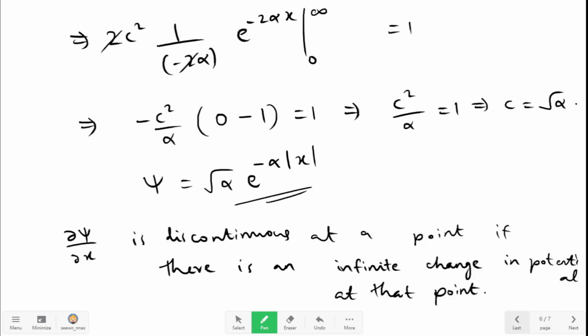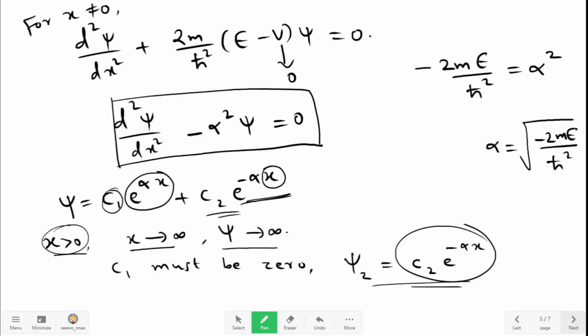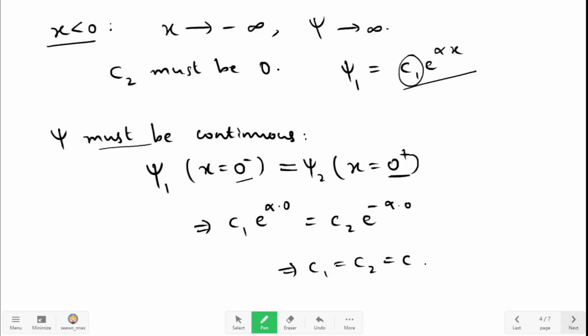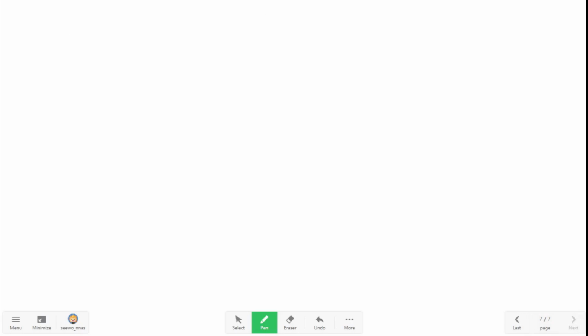Now in this problem you can see that there is an infinite change in potential at x equal to 0. At x equal to 0 there is an infinite change in potential. It is suddenly going to minus infinity, and therefore del psi by del x will be discontinuous at x equal to 0.